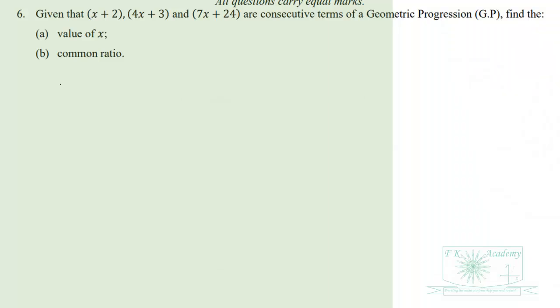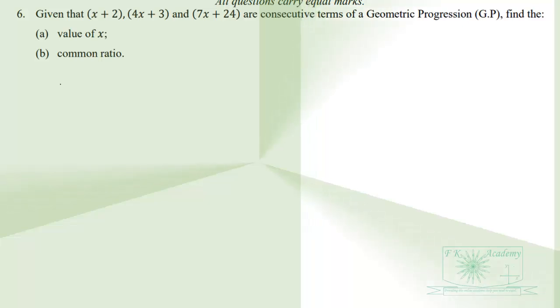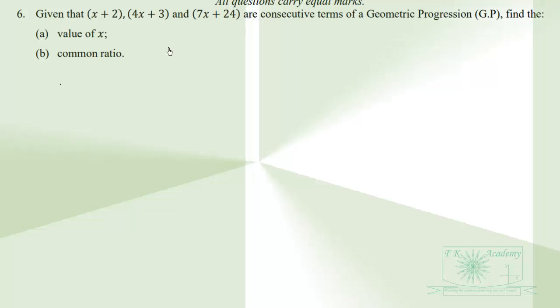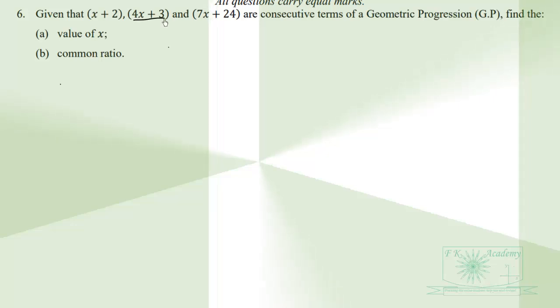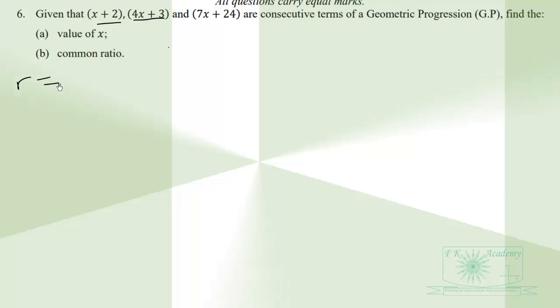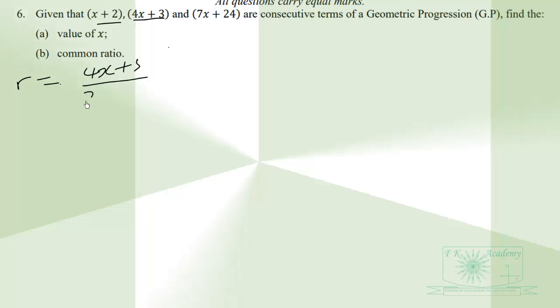So we are beginning with question number 6. Given that x plus 2, 4x plus 3, and 7x plus 24 are consecutive terms of a geometric progression, GP, find the value of x, the common ratio. So if these are consecutive terms of a GP, then we can find a common ratio taking any two consecutive terms. So the common ratio R will be equal to 4x plus 3 over x plus 2.